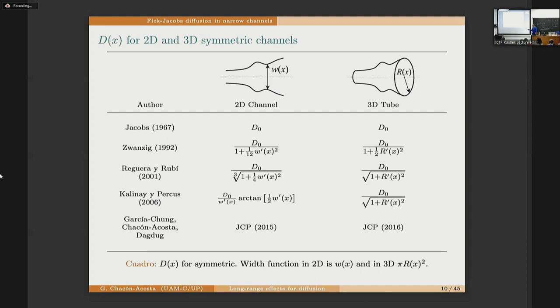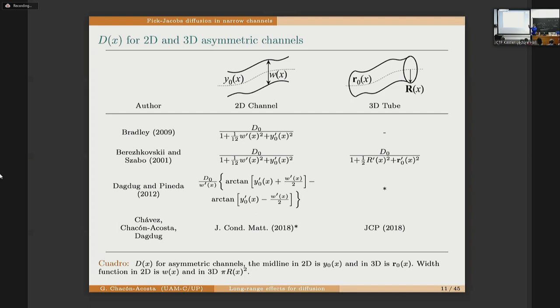One of the most common, famous approximations is this, given by Kalinay and Percus in 2005 or 2006, something like that. And this could be done for symmetrical straight channels, but also for channels that have different shapes. Indeed, we've done some work on how to generalize this coefficient for a general 3D channel. Let me go back to the slides here.